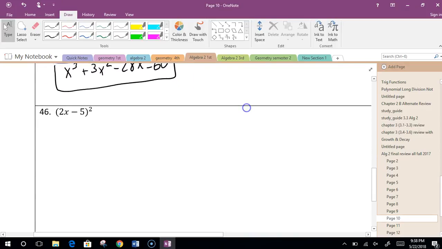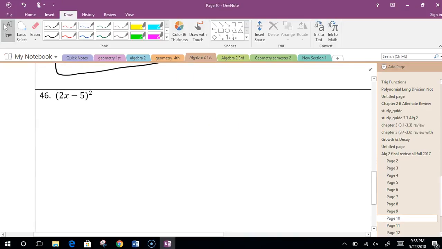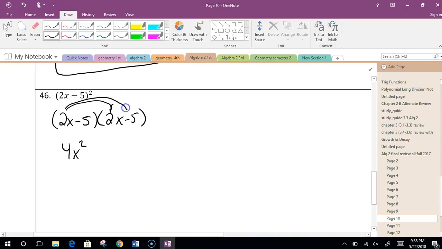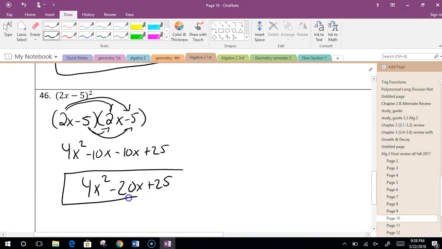The trick to a question like number 46 is remembering that when you have a binomial squared, it actually means that you are doing 2x minus 5 times 2x minus 5. You're going to FOIL. So 2x times 2x would be 4x squared. 2 times negative 5 would be negative 10x. You get the same thing in the middle. And the last two would be plus 25. Our final answer then would be 4x squared minus 20x plus 25.